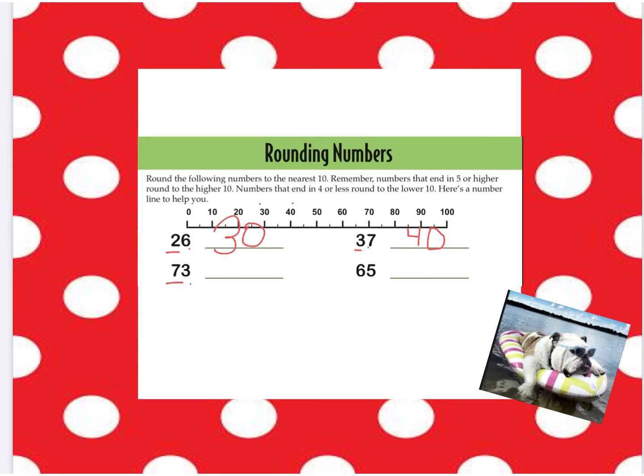Let's try 73. Underline that digit, look next door. It's between 70 and 80. And that 3, good job, tells us to round down to 70, because 73 is closer to 70 than 80.